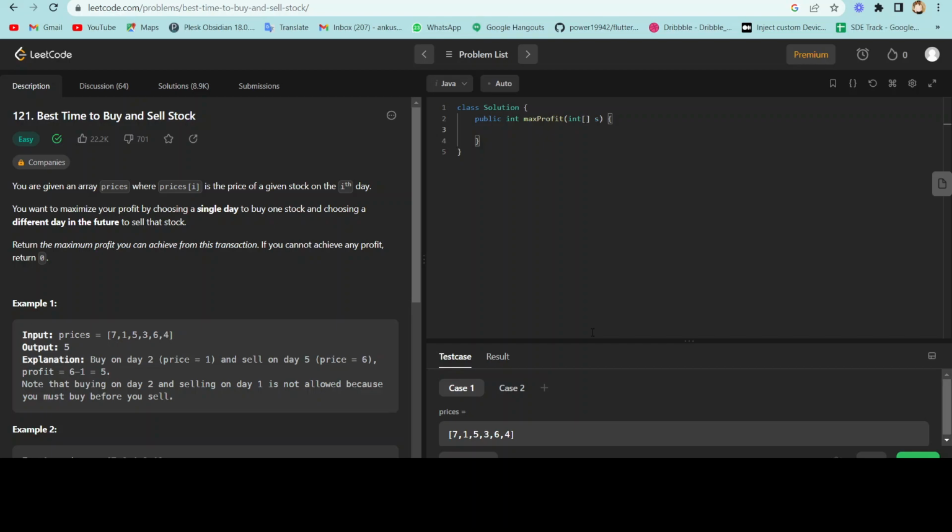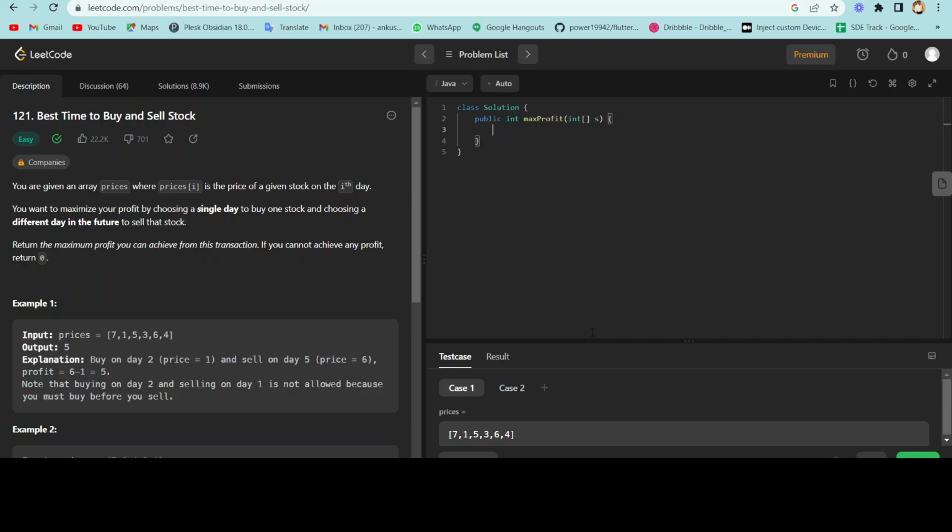You are given an array prices where every index will represent the price of stock on a particular day. So your task is to choose a single day to buy a stock and choose another day in the future to sell that stock. You'll have to choose these two days in such a way that the profit you will get should be maximized. Okay, let's try to see the problem statement using an example.